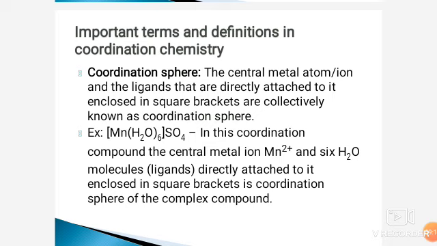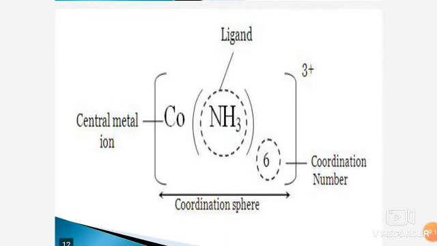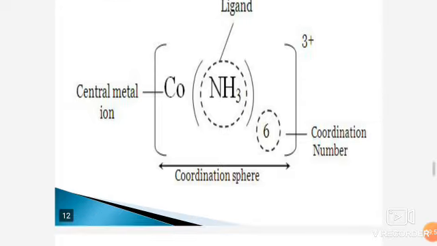That is represented by the following pictorial notation. NH3 is the ligand, Co is the central metal ion, and 6 is the number of ammonia ligands attached to the cobalt. Therefore, cobalt with 6 ammonia molecules enclosed in a square bracket with an appropriate charge is called a coordination sphere. If the complex compound is neutral, then the coordination sphere doesn't carry any charge. Therefore, that itself is the coordination sphere of the complex compound.